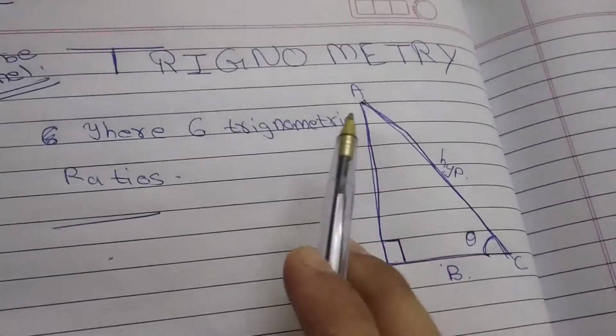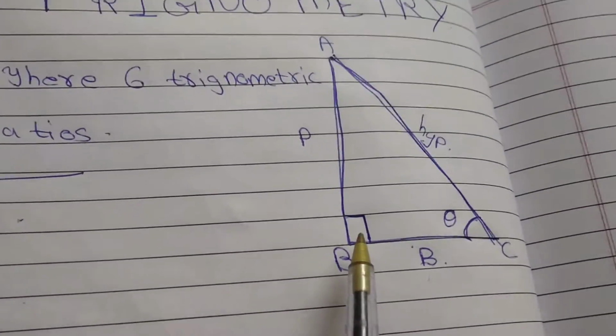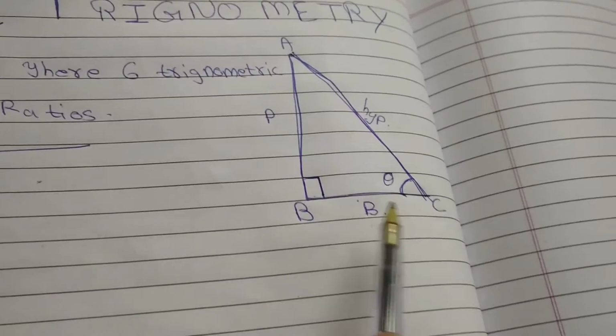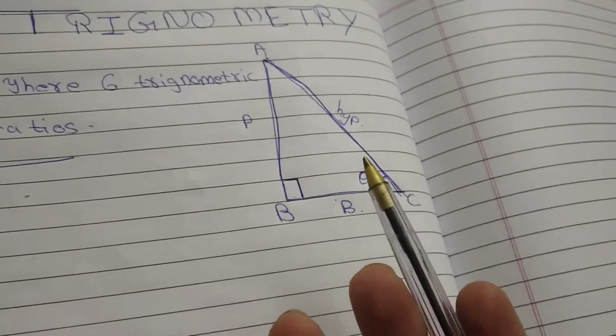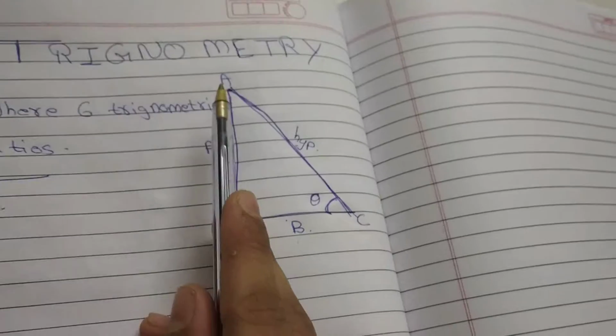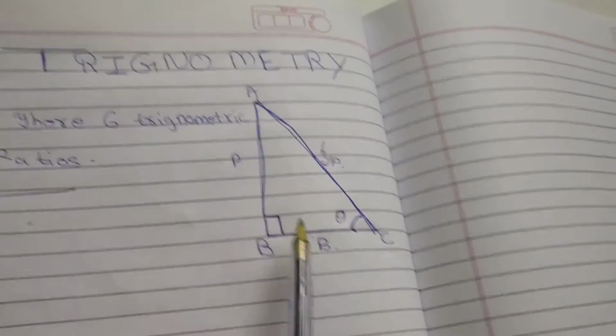So I have taken a right angle triangle. See, you can see it is a 90 degree. I have taken triangle ABC. My drawing is very poor, sorry for that, but please understand. I have taken this as a right angle triangle ABC.